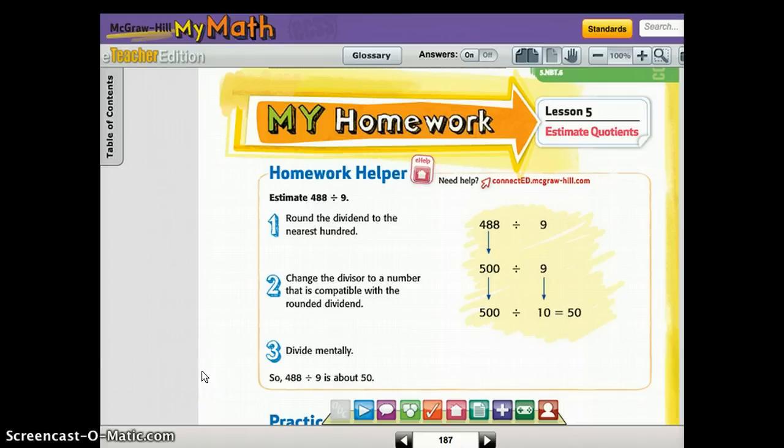Your homework helper on page 187 also shows when you round the dividend and the divisor, and it walks you through the steps of these. So in this case, it's 488 divided by 9. So it's easy to think about. 488 is close to 500, so we can just round that up. And 9 we know is really close to 10. So again, this would be an easier way to use compatible numbers, so you can just do it in your head. You can do 500 divided by 10, and you know that it's 50.